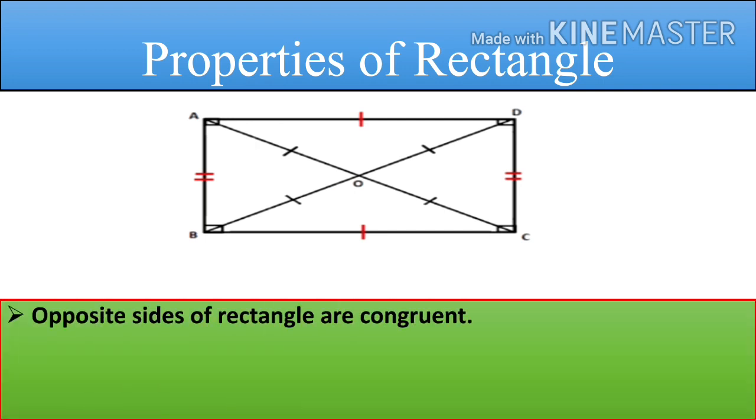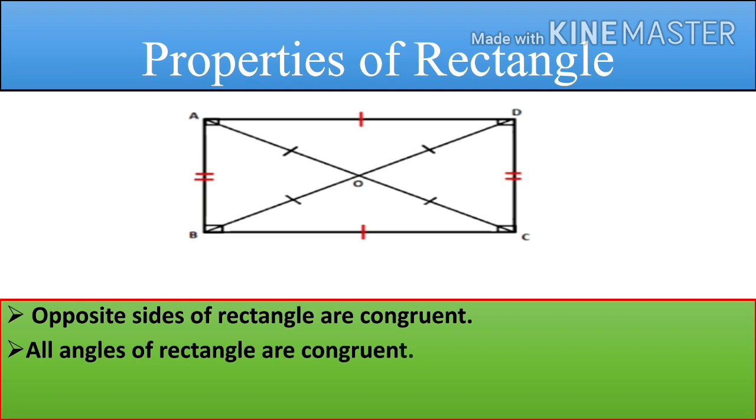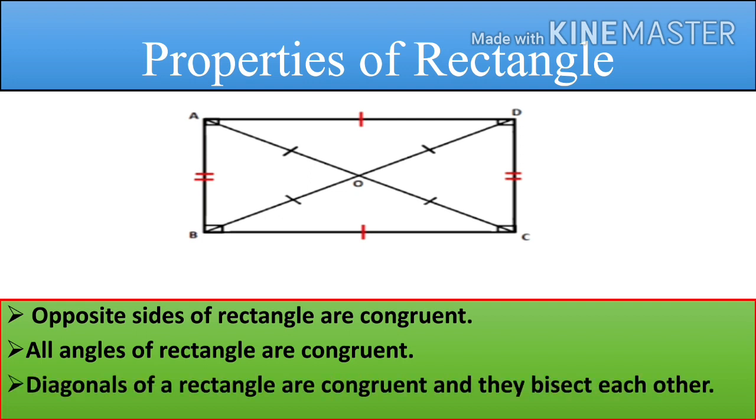The first property is opposite sides of a rectangle are congruent. As we know, all angles of a rectangle are congruent. All the angles of a rectangle are 90 degrees, they are right angles. And the diagonals of a rectangle are congruent and they bisect each other.